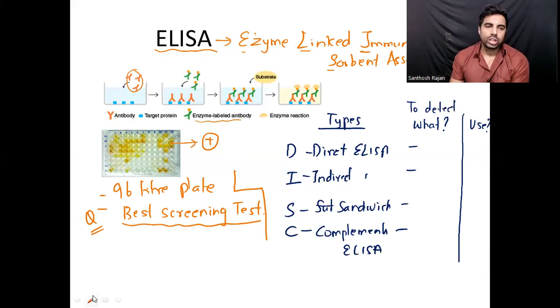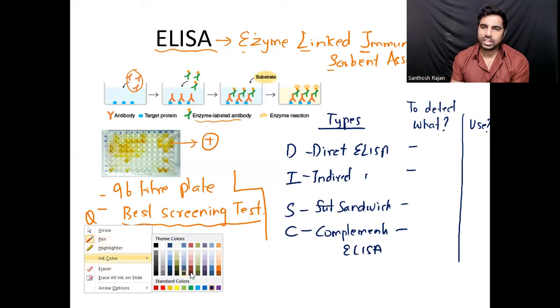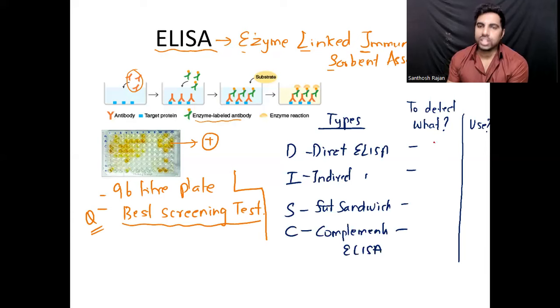What we detect and what we use, that's the question. Whenever the word direct comes, don't forget what direct means. You're detecting the antigen. Indirect means you're detecting the antibody. In sandwich, you can write antigen, then antibody, in order. Here it can be antigen or antibody also.